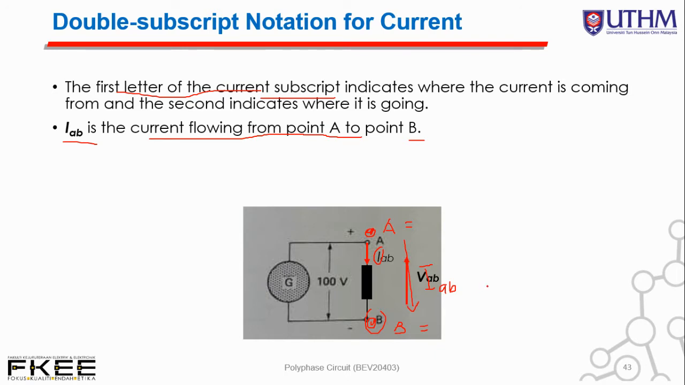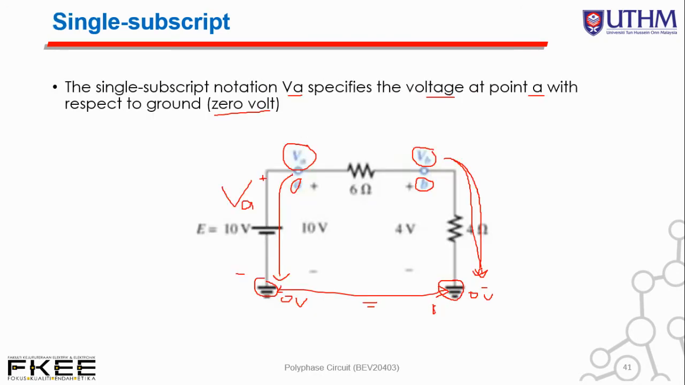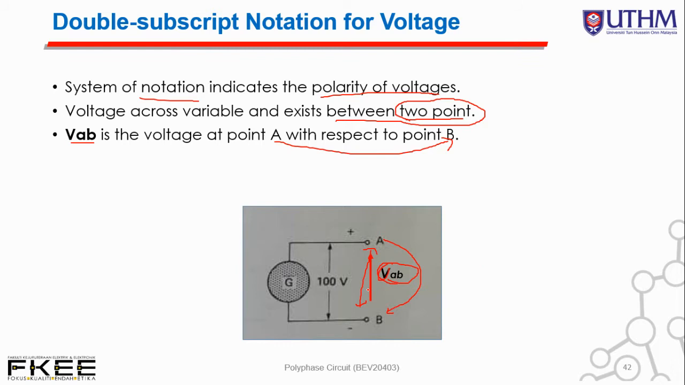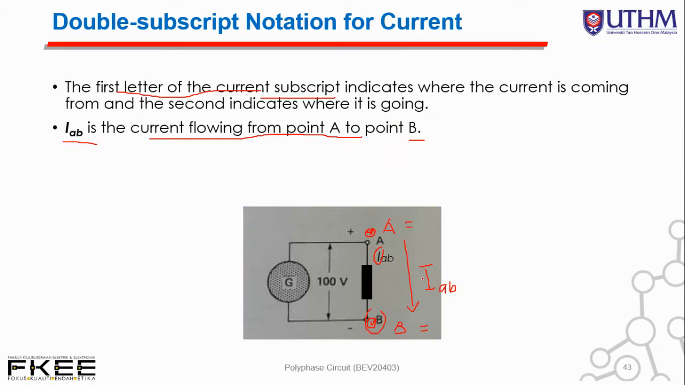So VAB is in the opposite direction, just like what we have seen earlier. This is VAB, and we see the opposite direction compared to IAB. So if I write it for you, this is VAB. These two are opposite, not equal.